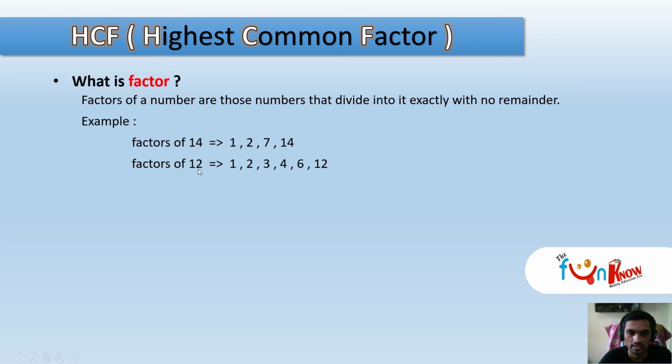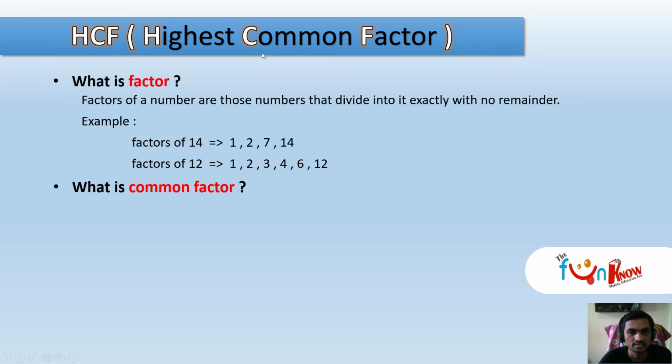So here, for the number 12, if you divide 12 by 1, you get 0 remainder. Same with 2, because 2 multiplied by 6 is 12, and 3 multiplied by 4 is 12. All of these give you 0 remainder. So these numbers are the factors of 12.